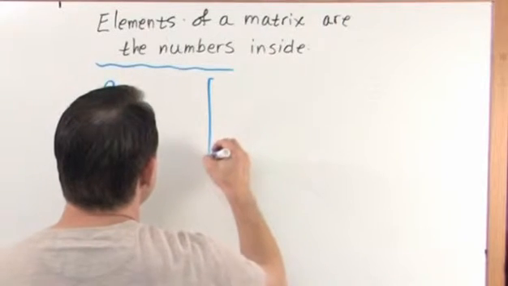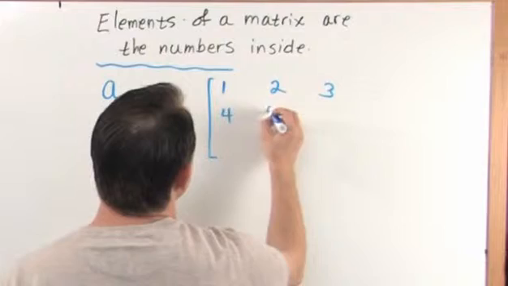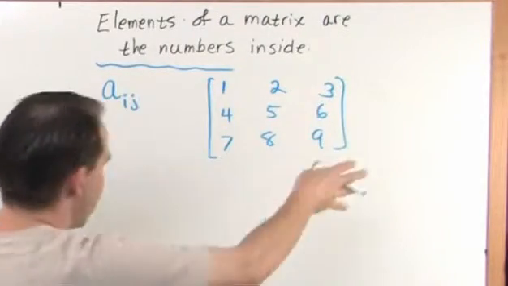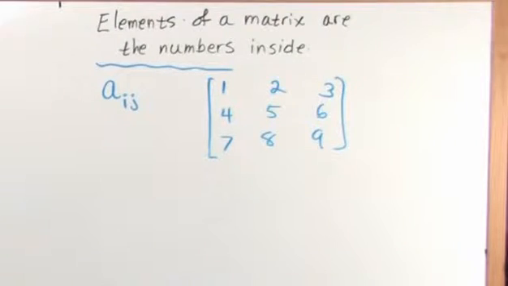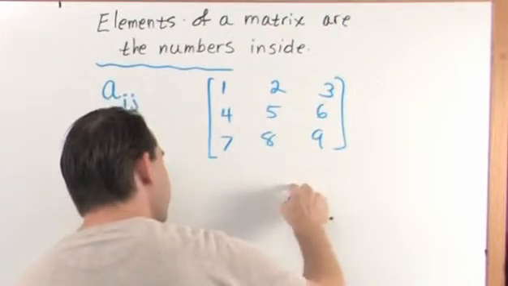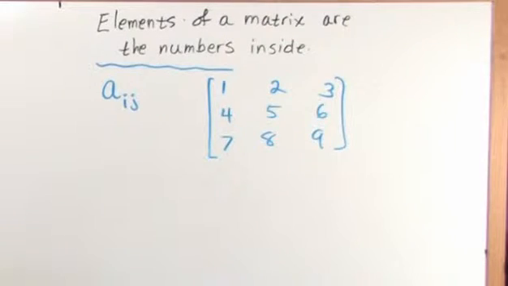Let's say we have a matrix. 1, 2, 3, 4, 5, 6, 7, 8, 9. Before we go any further, what would the order of this matrix be? Okay, just think about that. You have to look at the rows and the columns. There's 3 rows and there's 3 columns. So it's a 3 by 3, 3x3. It's a 3 by 3 order matrix.